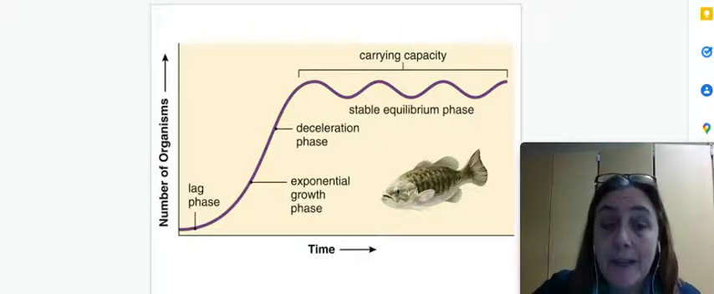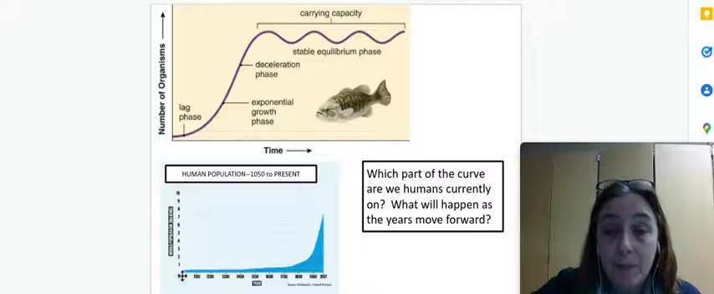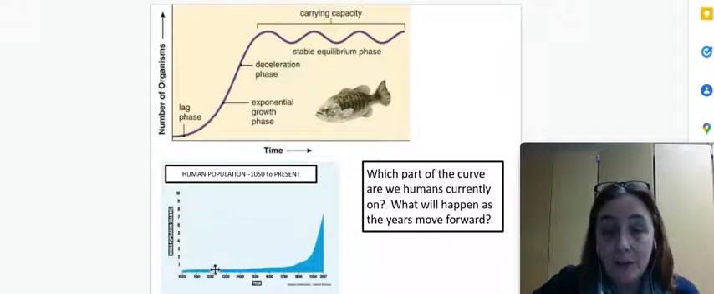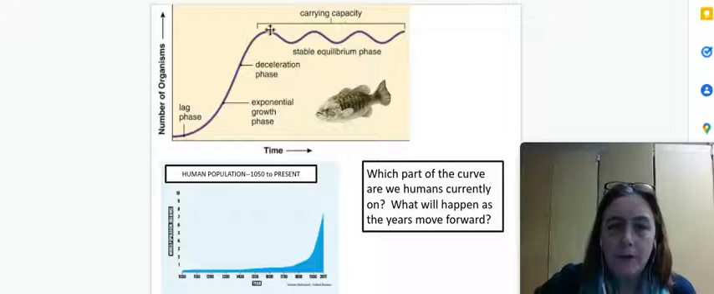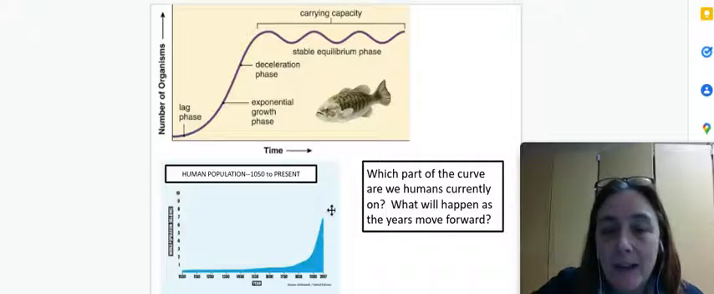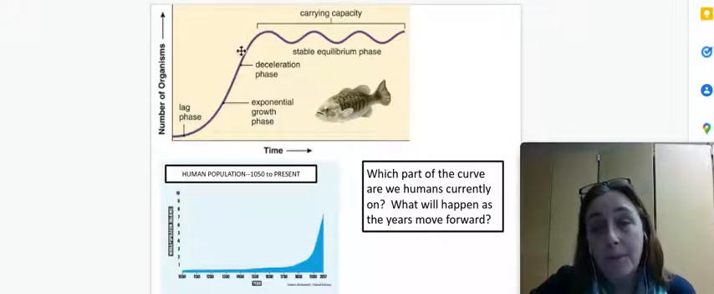Now, I want you to look for a moment at humans. This is the graph of the human population from the year 1050 to almost 1,000 years ago. It kind of trotted along like this. It started climbing in the 1900s. By 1960, it started to really come on up. So if you look at that, which part of the phase do we see? Are we in the lag, the exponential, or have we hit our limiting factors? You can see right here, we're in the exponential phase.